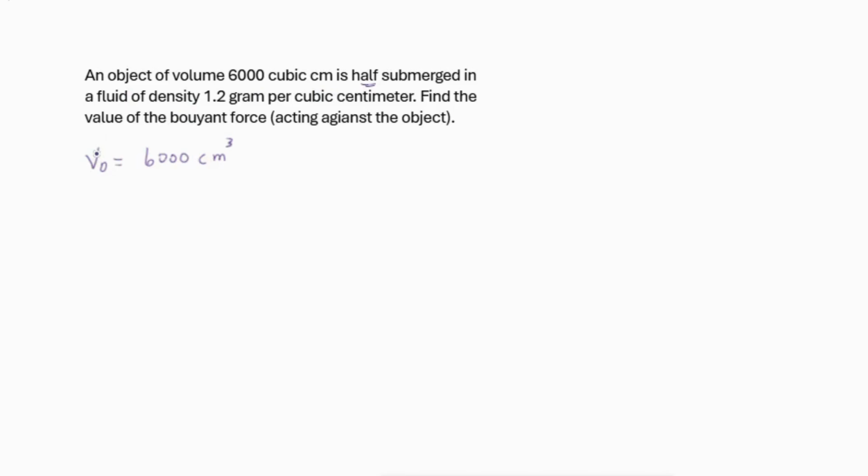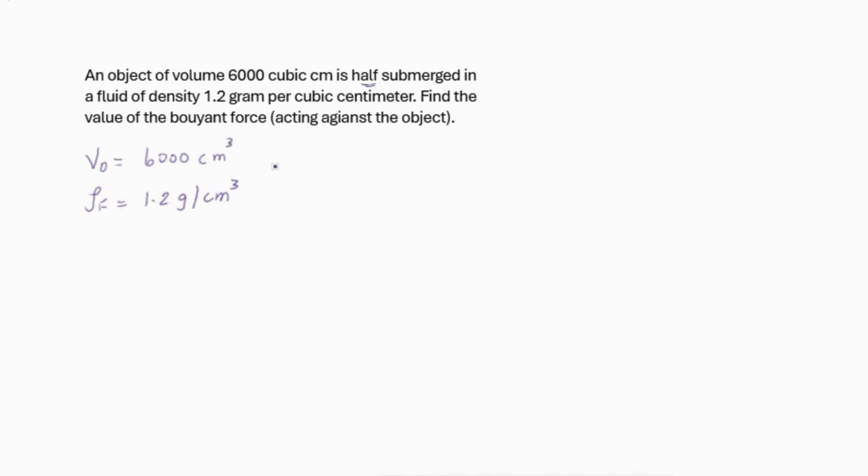And it's inside a fluid of density 1.2 gram per cubic centimeter. So now the density of the fluid it's in is 1.2 grams per cm cube. Find the value of the buoyant force.